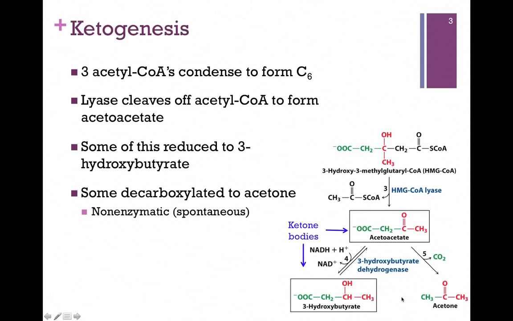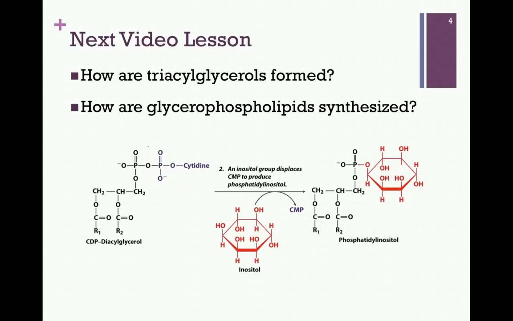For individuals that are in the midst of ketoacidosis, that is high levels of these ketone bodies, you can actually detect that by the presence of the smell of acetone on their breath from that side product that comes from acetoacetate. In our next lesson on Chapter 17, we'll see how we generate the storage form for fatty acids, triacylglycerols. We'll also look at the different ways that we can synthesize glycerophospholipids.